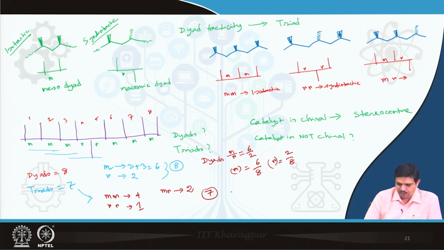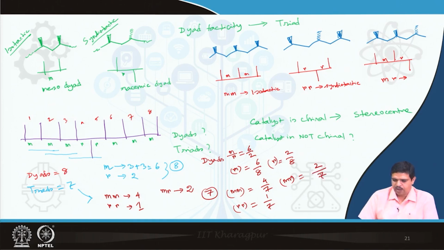Similarly, I am getting, like in a first bracket, that is the convention. So, 4 by 7, R I am getting 1 by 7 and MR I am getting is 2 by 7, like that. Okay. So, as I told, why we are studying?